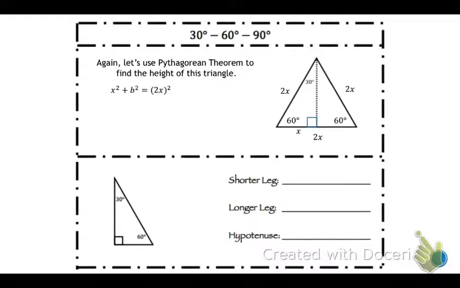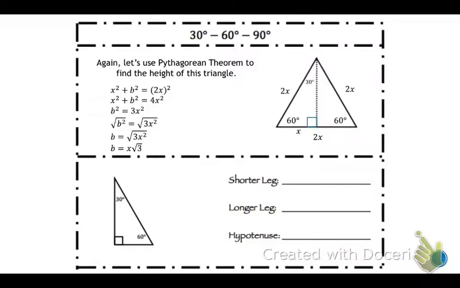So that's going to be x squared plus b squared equals (2x) squared. So that's x squared plus b squared equals 4x squared, because you have to square the 2, square the x. Subtract the x squared over, so you get b squared equals 3x squared. Square root both sides. And you get b equals the square root of 3x squared, which is b equals x square root of 3. Okay.